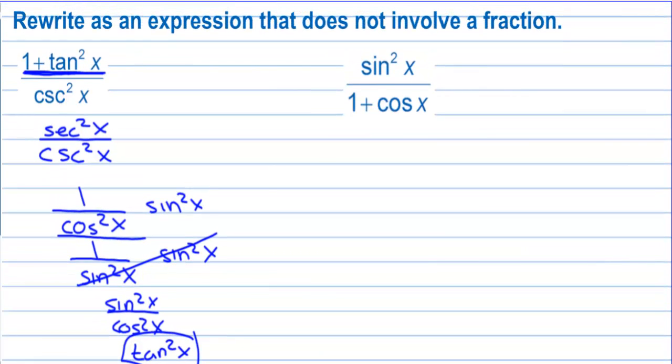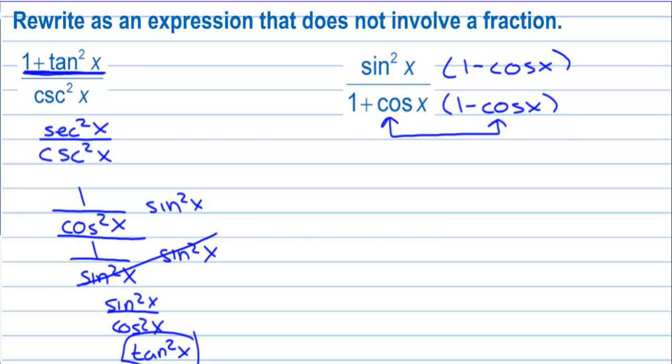On the other side, we have sine squared over 1 plus cosine x. There's not much we can do with this. We actually have to introduce something into this. And what we're going to introduce is 1 minus cosine of x, on the top and the bottom. And in the denominator, what we really have now, when we combine these two, is the difference of two squares. So one of the techniques you can use is to try to get the difference of two squares.